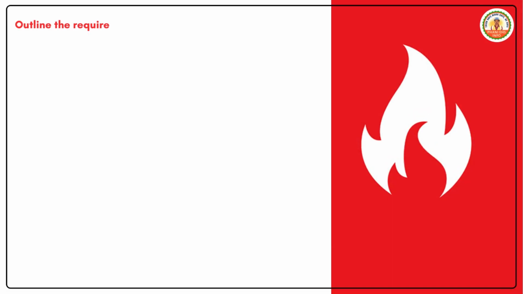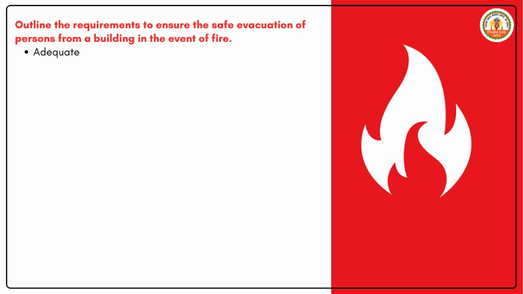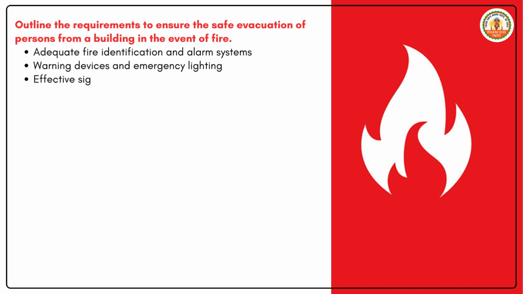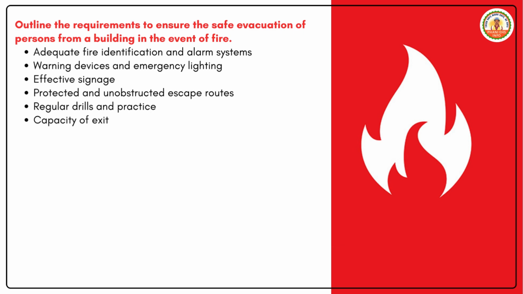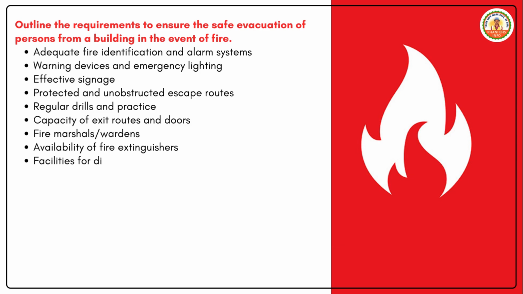Outline the requirements to ensure the safe evacuation of persons from a building in the event of fire. Adequate fire identification and alarm systems. Warning devices and emergency lighting. Effective signage. Protected and unobstructed escape routes. Regular drills and practice. Capacity of exit routes and doors. Fire marshals and wardens. Availability of fire extinguishers. Facilities for disabled individuals. Realistic travel distances to safety.